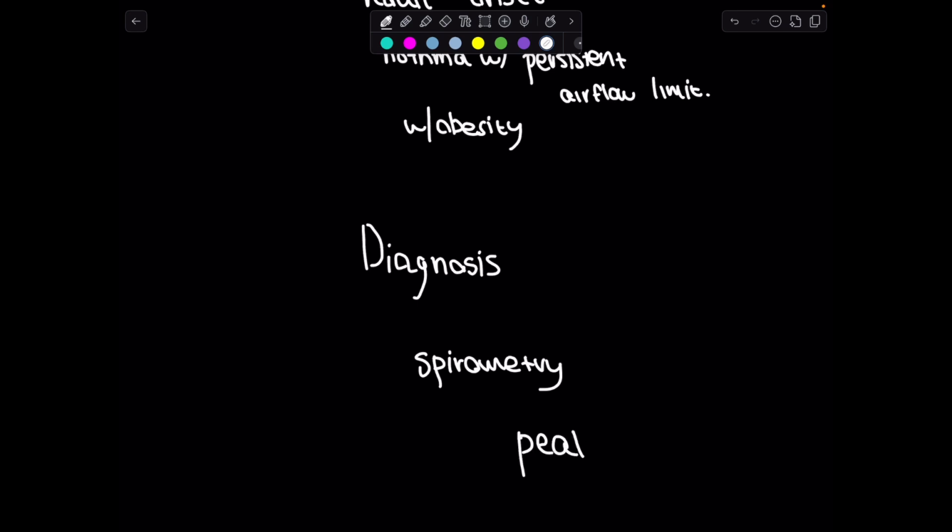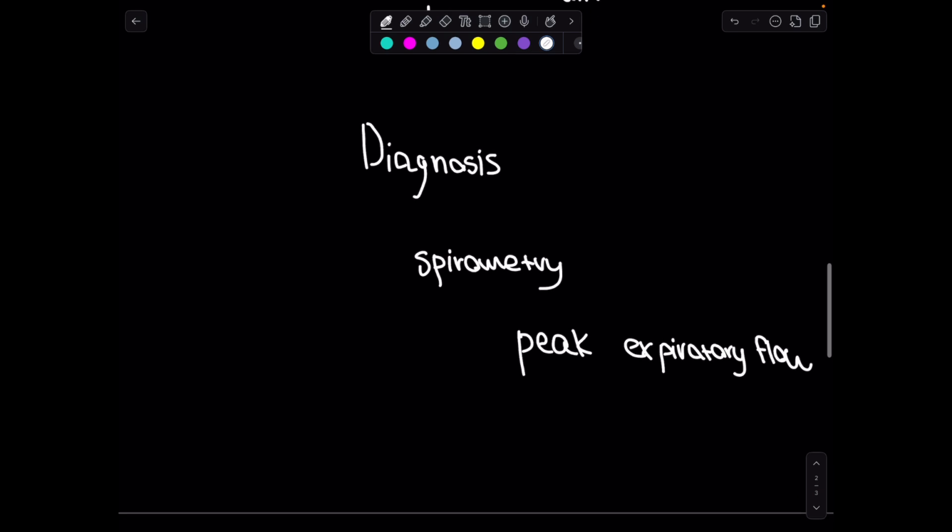And what is a peak expiratory flow rate variation? Peak expiratory flow rate, or PEFR, variation is a measure used to help diagnose and monitor asthma by tracking how much the maximum speed of air you can blow out changes over time.